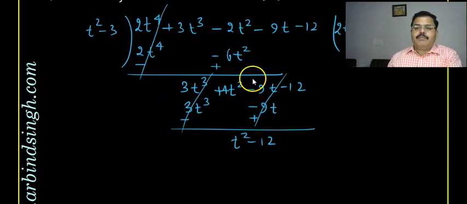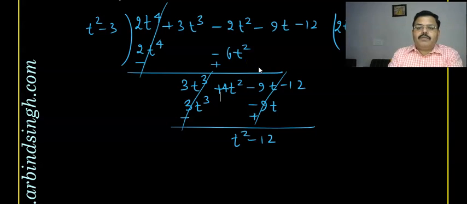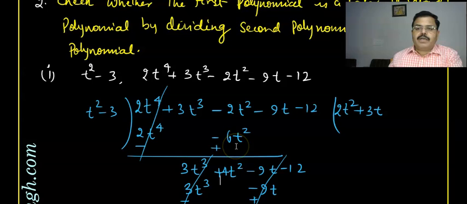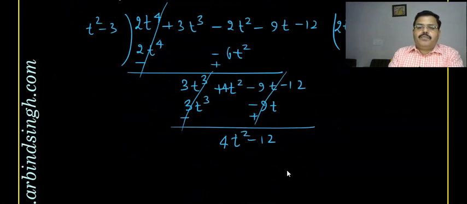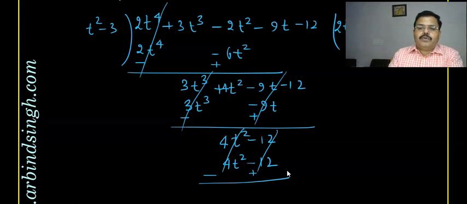4t square minus 12. And now if you multiply by 4, because t square, if you multiply by 4, then 4t square and 4 3s are minus 12. So this will be 4t square minus 12. And the sign will change, so these two are also cancelled. So what is the remainder? 0.